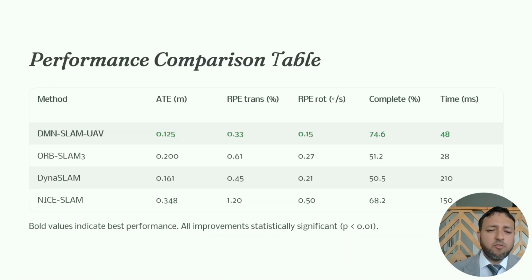Now, this is a performance table against ORB SLAM 3, DynaSLAM, and NICE-SLAM. Our method leads in ATE, RPE, translational and rotational errors, and completeness while maintaining 48 milliseconds per frame. The combination of accuracy, density, and speed is what sets this work apart.